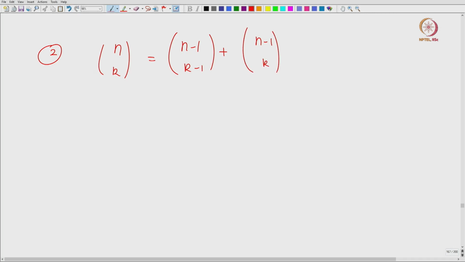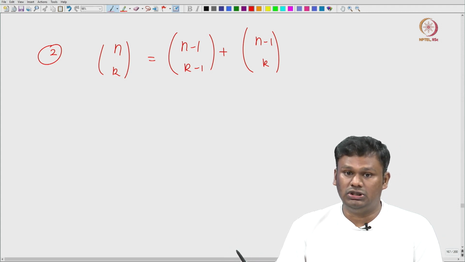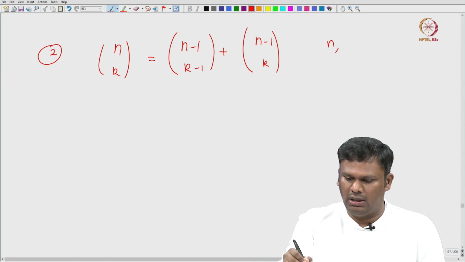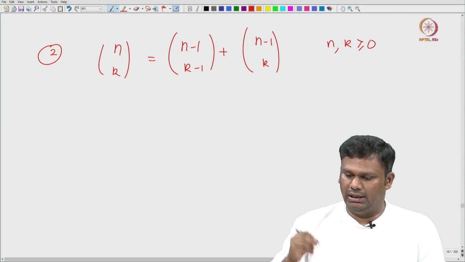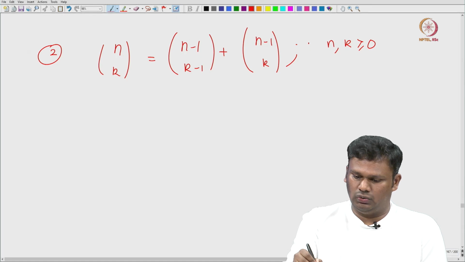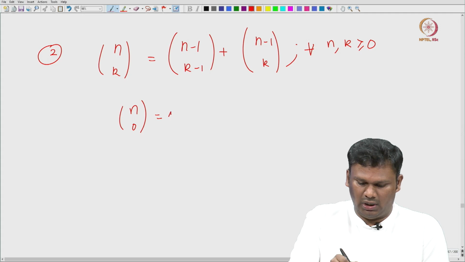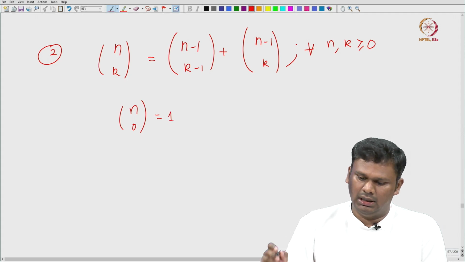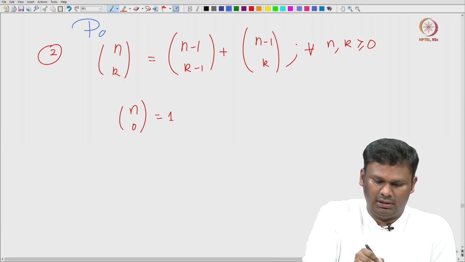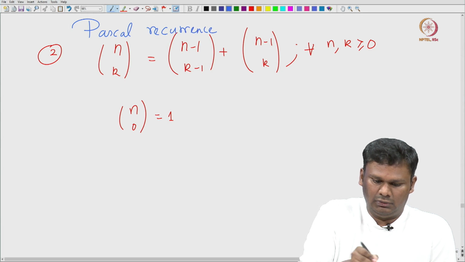This formula is true, assuming that n choose k is 0 whenever n is less than k. So, this equality holds for all non-negative integers n and k, with the convention that n choose 0 is exactly 1. Okay, and this is what we call the Pascal recurrence.